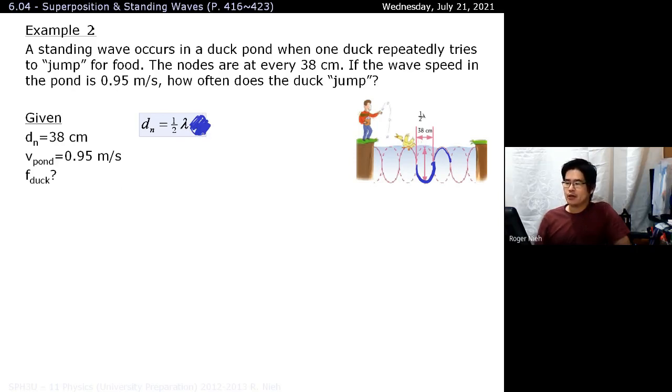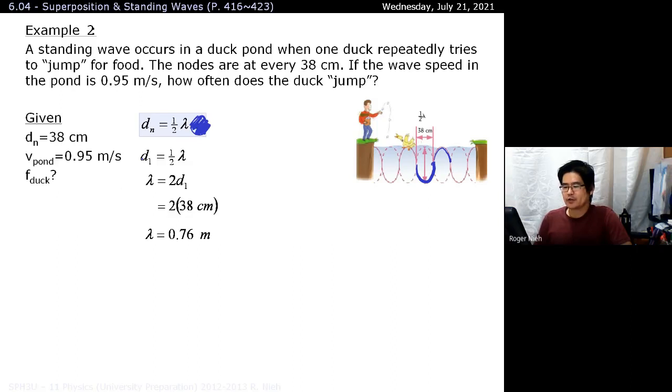Okay, so yeah, you can probably solve the answer in your head, but I just want to show you that you can also solve this mathematically as well. So if we're trying to solve for the wavelength itself, then first thing we need to do is double both sides by 2. So we get 2 dn is equal to lambda. Okay, and then when we flip it around, we get lambda is equal to 2 dn, or d1 for the first nodal pair. Okay, so 2 times 38, it'll give you the same answer.